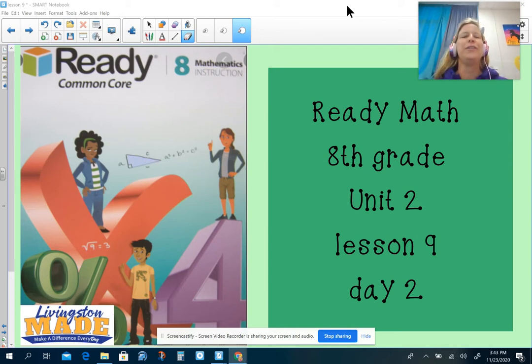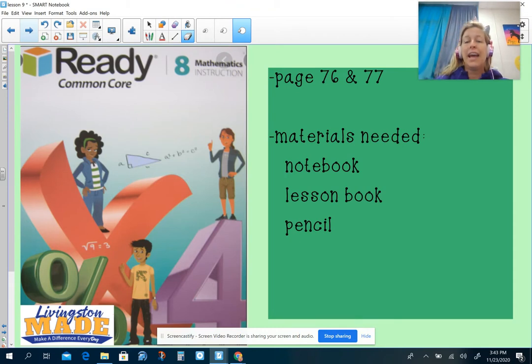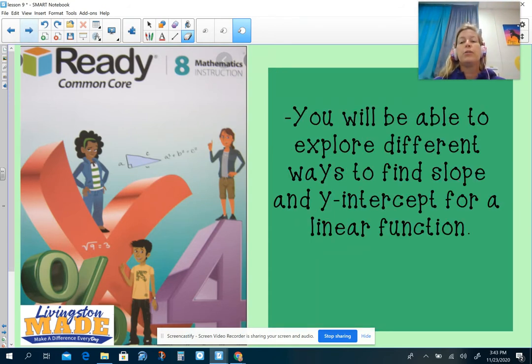Okie dokie. So in Unit 2, Lesson 9, Day 2. Today, make sure you have your book, pages 76 and 77. Also, don't forget your notebook and something to write with. We're going to explore different ways to find slope and y-intercept for our linear functions.